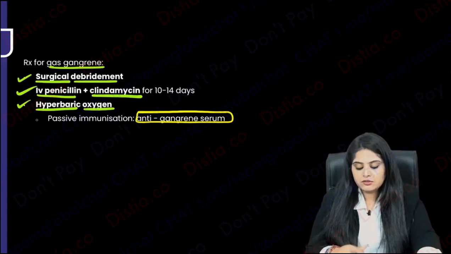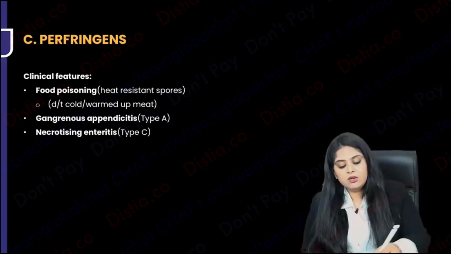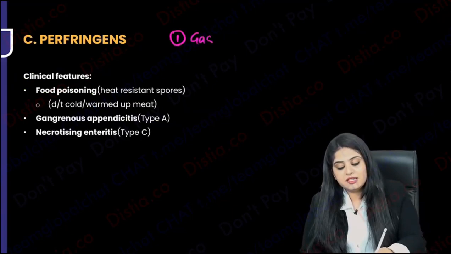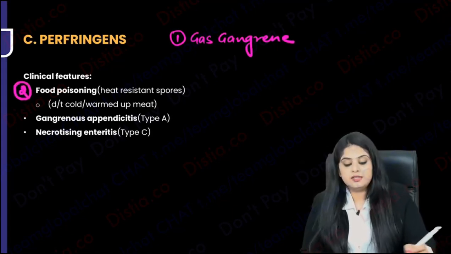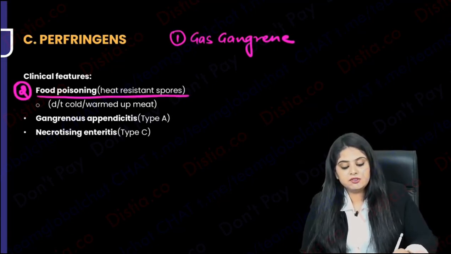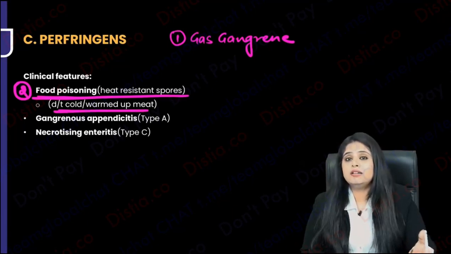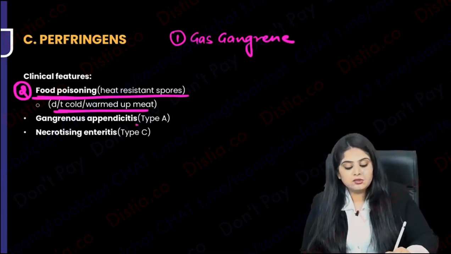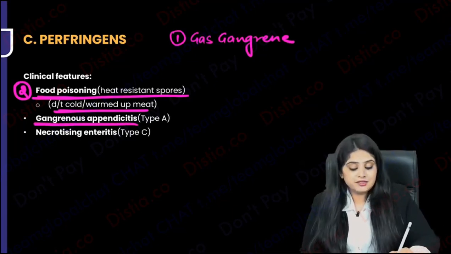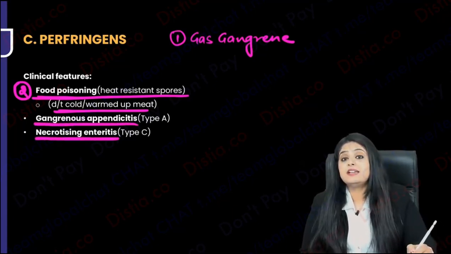If you feel that Clostridium perfringens only causes gas gangrene, you are mistaken. Clostridium perfringens causes a lot of other things also. Number two, it can cause food poisoning because it has heat resistant spores. It is basically because of warmed up or cold meat, as heat resistant spores are there, so food poisoning can happen. And because I'm talking about the intestine, this can also cause gangrenous appendicitis. This can also cause necrotizing enteritis.